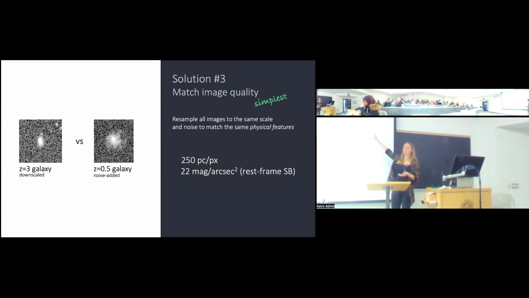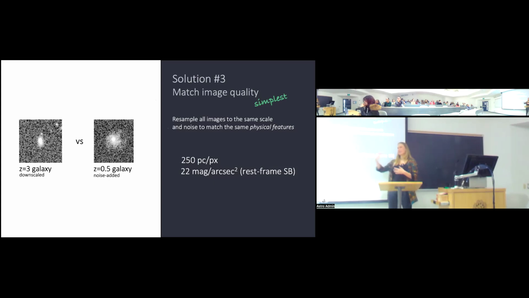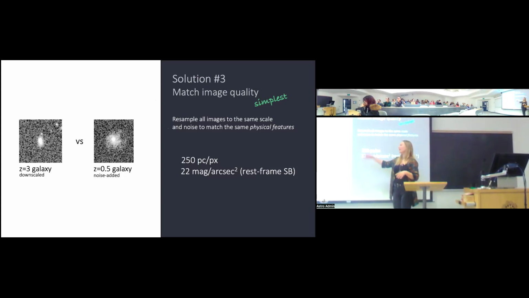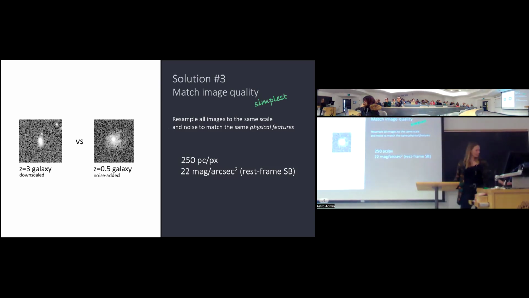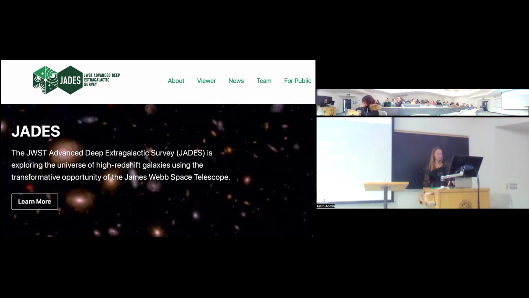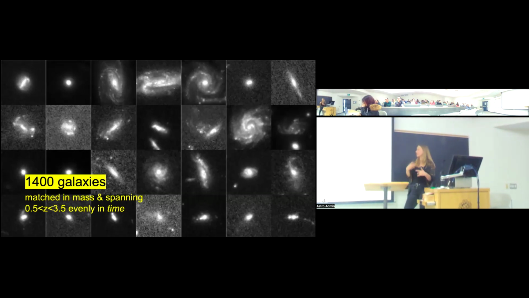And so what we did in this project is to use the most brute force solution, which is to just match the image quality. If you have low redshift galaxies, you have great resolution for them, great. You have great signal to noise. We can throw all of that away and make them look like your high redshift galaxies. So that's what we did. We took the public imaging from the JADES survey, selected a sample of about 1,400 galaxies, which are matched in stellar mass and span different redshift bins. And we degraded the imaging so that they all look the same.